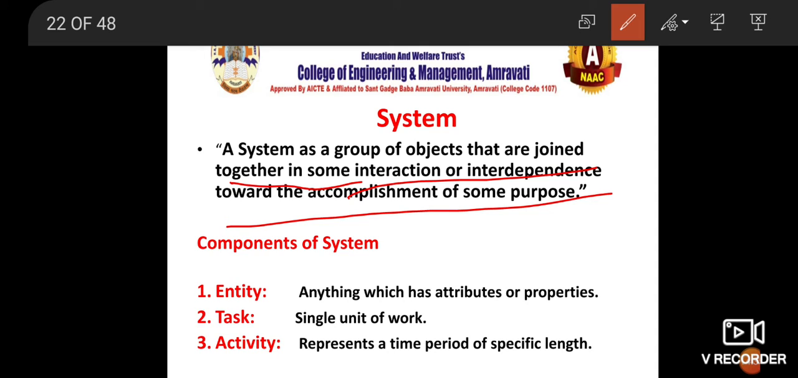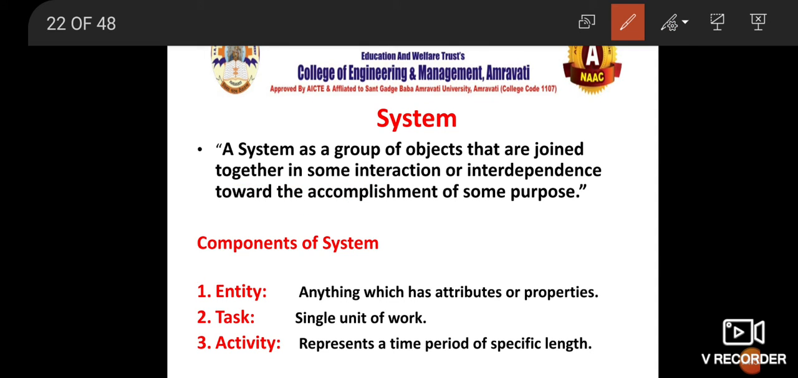तो सिस्टम मतलब क्या है कि कुछ ऑब्जेक्ट्स है, उनके बीच में का इंटरडिपेंडेंस, कुछ रिलेशन या कुछ भी एक तरह का उनके बीच में आपस में कनेक्शन. व्हाई? टू अचीव अ स्पेसिफिक पर्पस. It is a group of objects that are joined together in some interaction or interdependence toward the accomplishment of some purpose. Very well defined. Now we already know there are certain definitions.